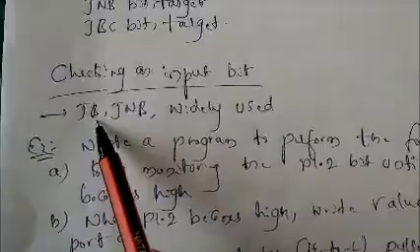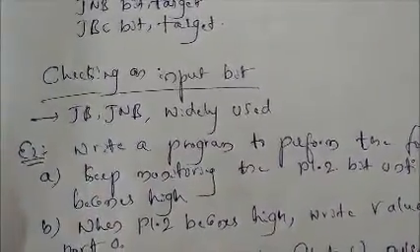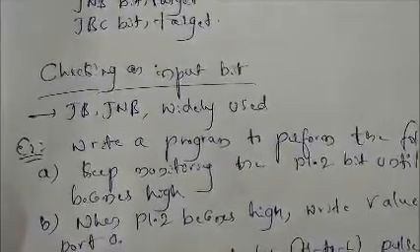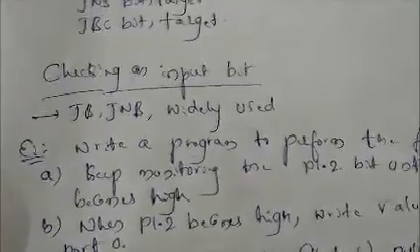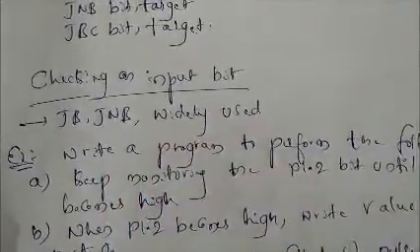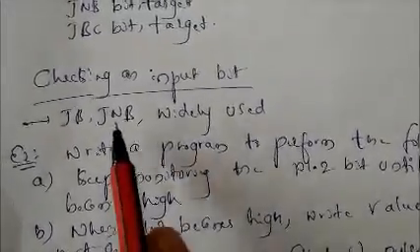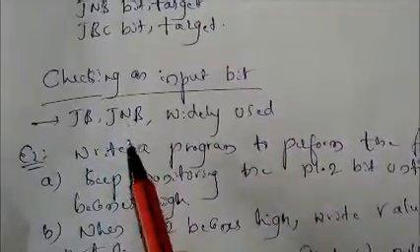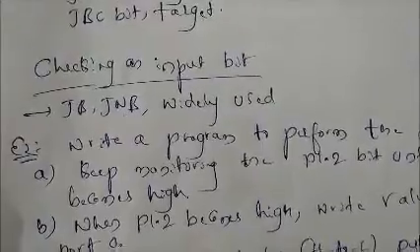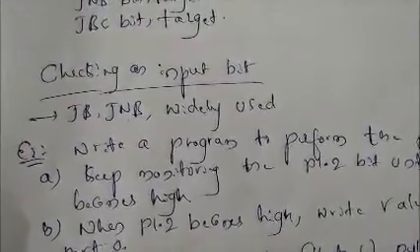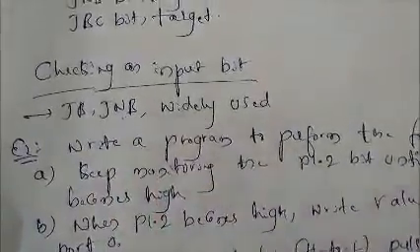That means if you write JB P1.2, I don't know what is there in P1.2. If it is logically 1, it will make the jump. In the second case, JNB P1.2, if P1.2 has logically 0, then it will make the jump. So simply, whenever I don't know the inside value of any port pin, and you want to know its content, you can use these instructions.